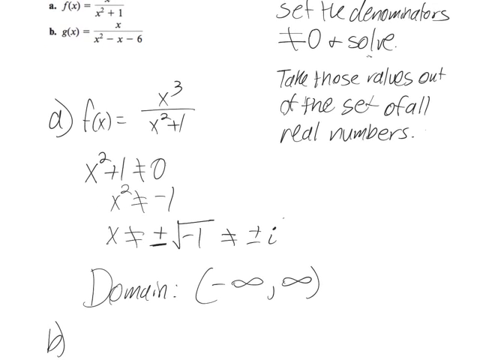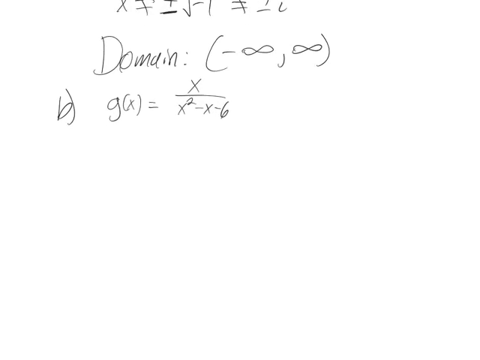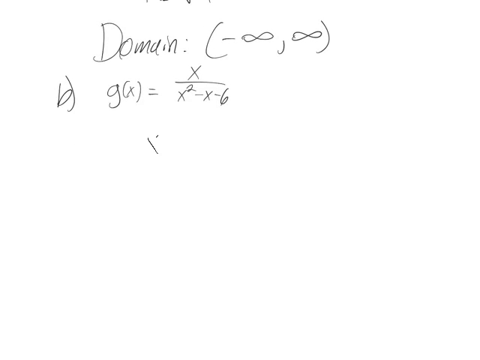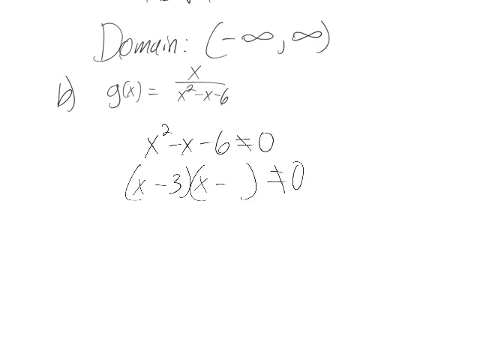Let's see, b was g of x is equal to x over x squared minus x minus 6. So this time we'll set the denominator not equal to 0. This time we can factor that denominator, or you could use the quadratic formula if you'd rather. I get a -3 and a +2. Set both of those not equal to 0 separately, and we get our two values that would make the denominator 0 if we plug them in.